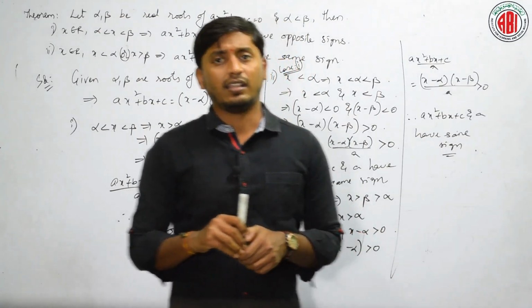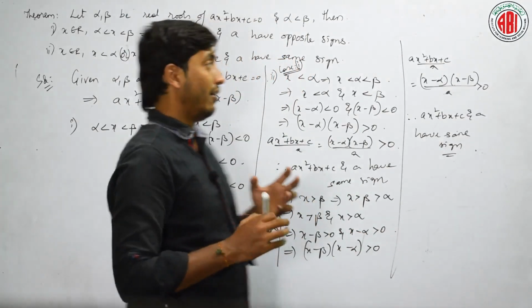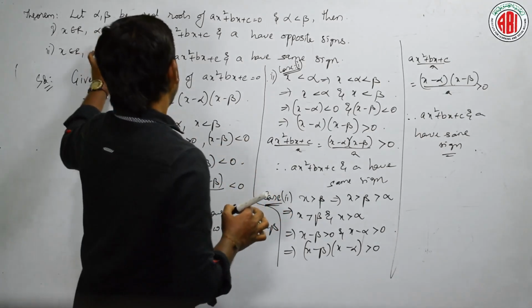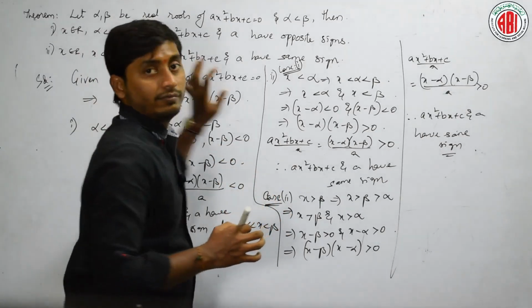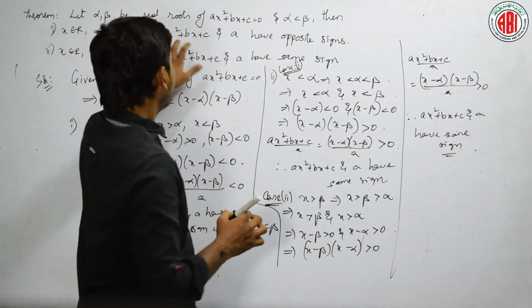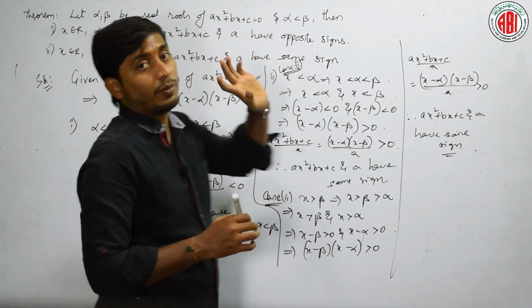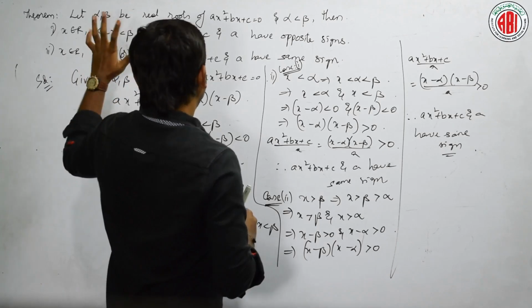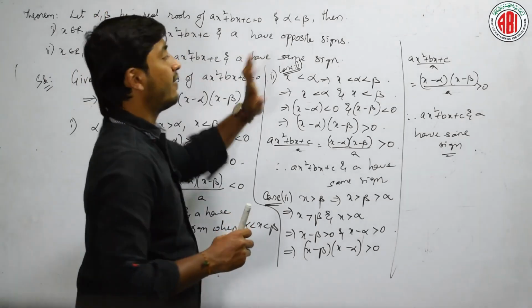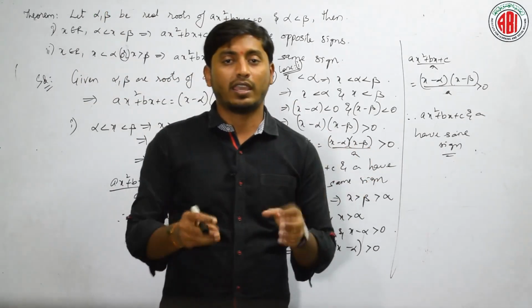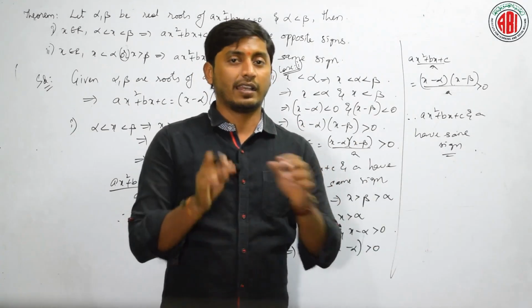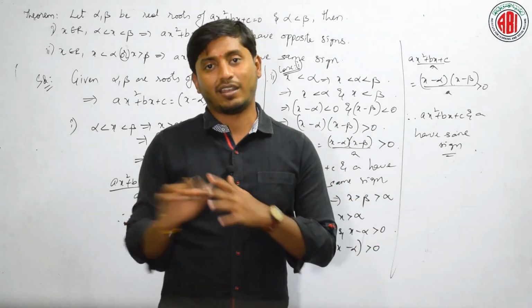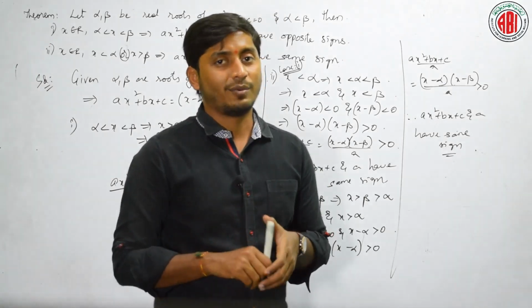Is it right? Did you understand? So, we have to remember one thing here: if x lies between alpha and beta, then both will have opposite signs. Second condition, if x does not lie between alpha and beta, then both will have the same sign. Lies within, opposite sign; does not lie, same sign. Clear? Fine. Shall we move on to the next problem?